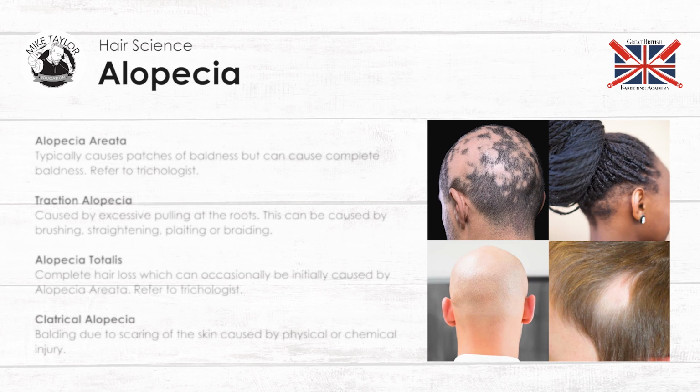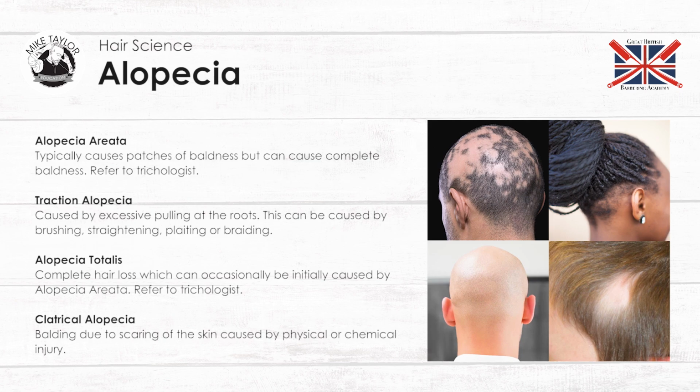These are the 4 other types of common alopecia that you may see. Alopecia areata, or areas of baldness, is typically caused by patches of baldness, but can also cause complete baldness. You would need to refer this to a trichologist. Traction alopecia. This is caused by excessive pulling at the roots. This can be caused by brushing, straightening, plaiting, or braiding. And again, you would need to refer to a trichologist.